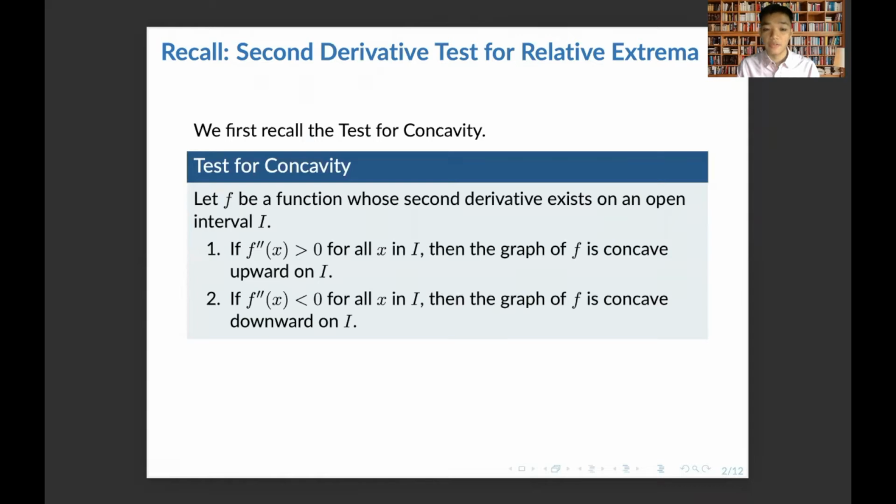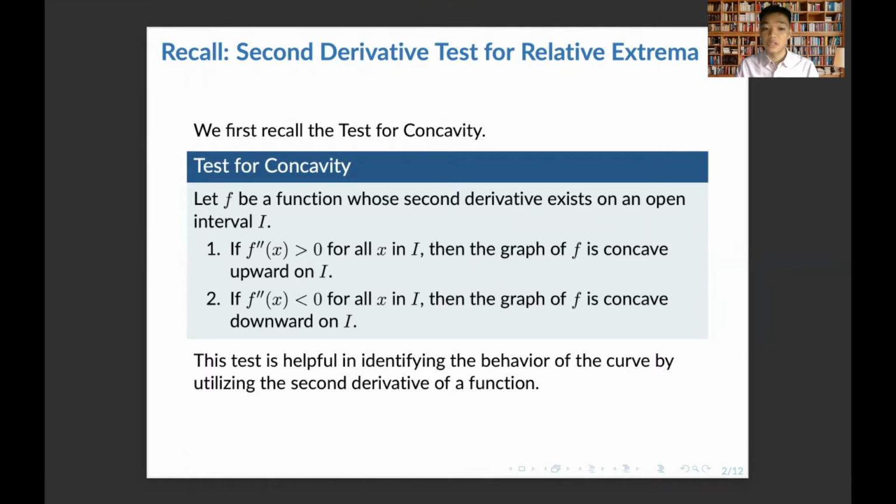So let f be a function whose second derivative exists for all values on an open interval I. If f double prime of x is greater than 0 for all x in that open interval, then the graph of f concaves upward on I. On the other hand, if f double prime of x is less than 0 for all x in I, then the graph of f is concaving downward on I. Of course, this is a really helpful test when you want to identify the behavior of a curve just by utilizing the second derivative of a function.